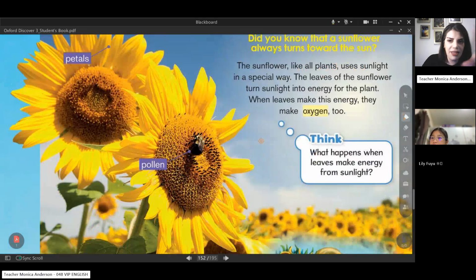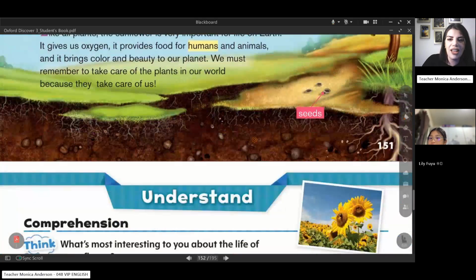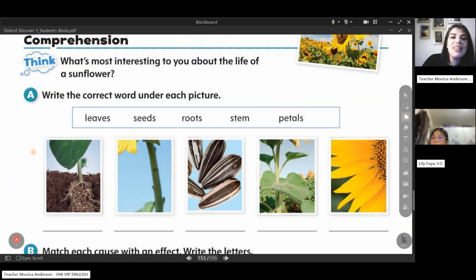And now let's see. Of course, we talked about these words, and we're not going to talk about them again, but let's match them. Of course, we know importance. And yeah. So let's see. Write the correct word under each picture.